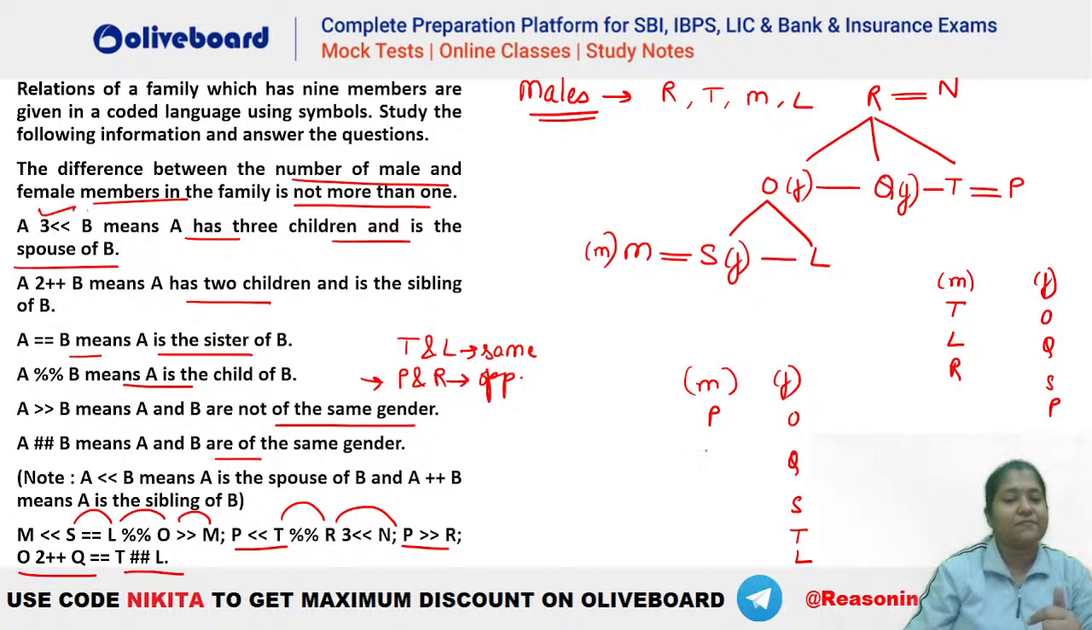Similarly in this case, if P is male, R will be a female here. How many persons are we getting in here? You can see we are getting 6 persons in here. 6 persons is not a possibility. We have already seen that.